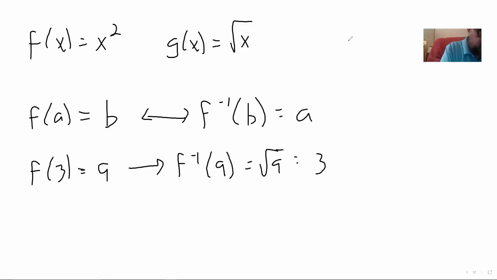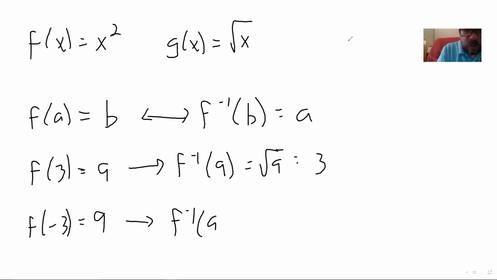However, what if I did f of negative 3? That would give me, well, when I square negative 3, I get 9. But when I do f inverse of 9, I already know what that gives me. F inverse of 9 is the square root of 9, which is 3. That's not what I started with. Right? These guys are different.